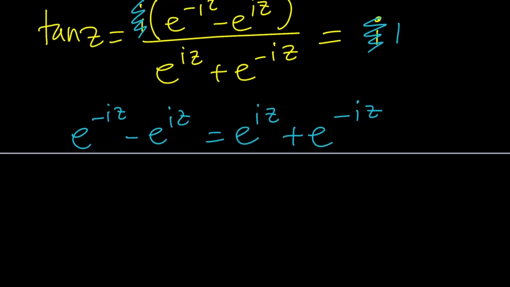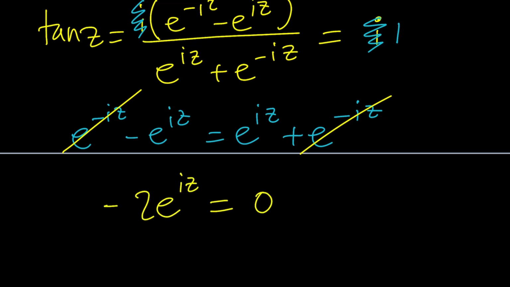What am I talking about? e to the power negative iz. We can go ahead and cancel it out. And I put e to the iz on both sides: negative 2 e to the iz equals 0, because we're subtracting e to the iz. Make no mistake, we're not dividing.